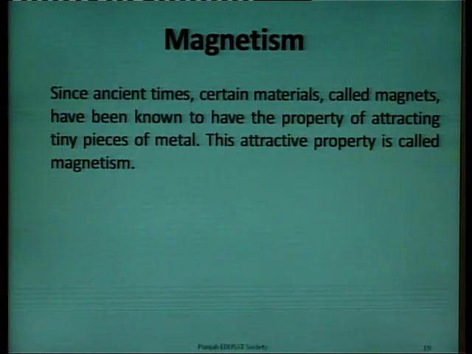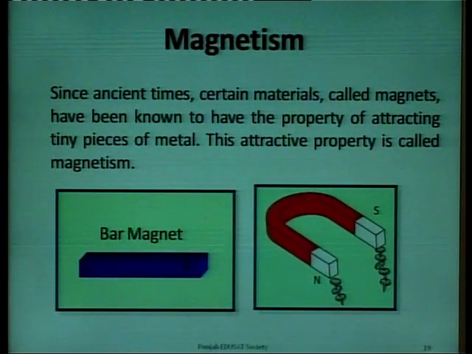So, magnetism: since ancient times, certain materials called magnets have been known to have the property of attracting tiny pieces of metal. This attractive property is called magnetism. As we can see, there are two types of magnets: first the bar magnet, and second the horseshoe magnet.